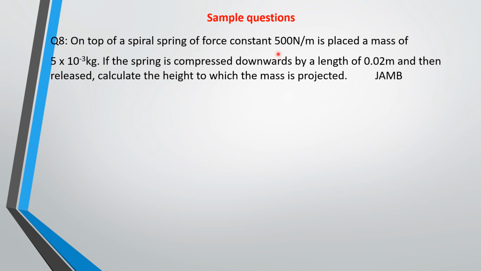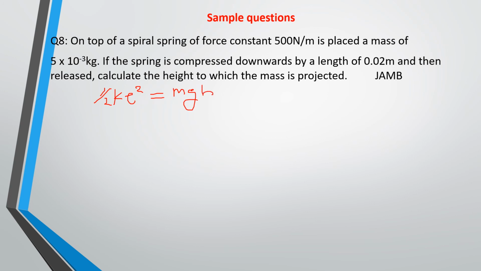So what you just need to understand is that the work done in compressing this spring is equal to the stored energy in the spring. And you know that stored energy is equal to potential energy. So the work done in compressing the spring, which is equal to half k e squared, is equal to the potential energy or the stored energy of the spring.